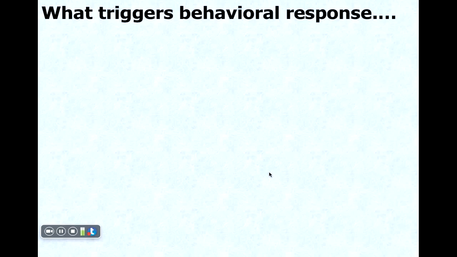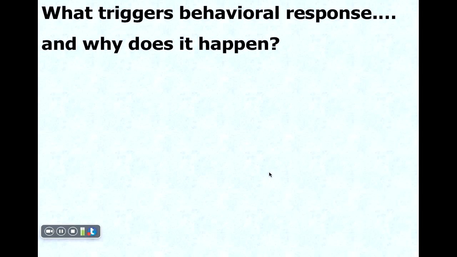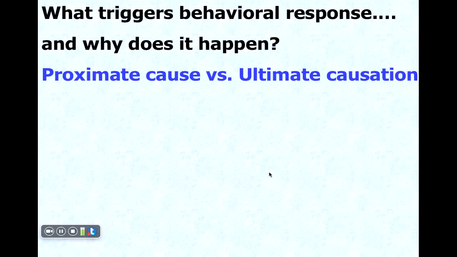If you think about fixed action patterns, you can think about this at two different levels. You can think about, okay, what is it that actually triggers the specific behavior response? And in a more broad sense, why might it happen? So this introduces these concepts referred to as proximate cause and ultimate causation. Proximate cause refers to what it is that triggers a specific behavior response. Ultimate causation addresses the basic question, why might it happen? So what is the adaptive significance of having this particular fixed action pattern?